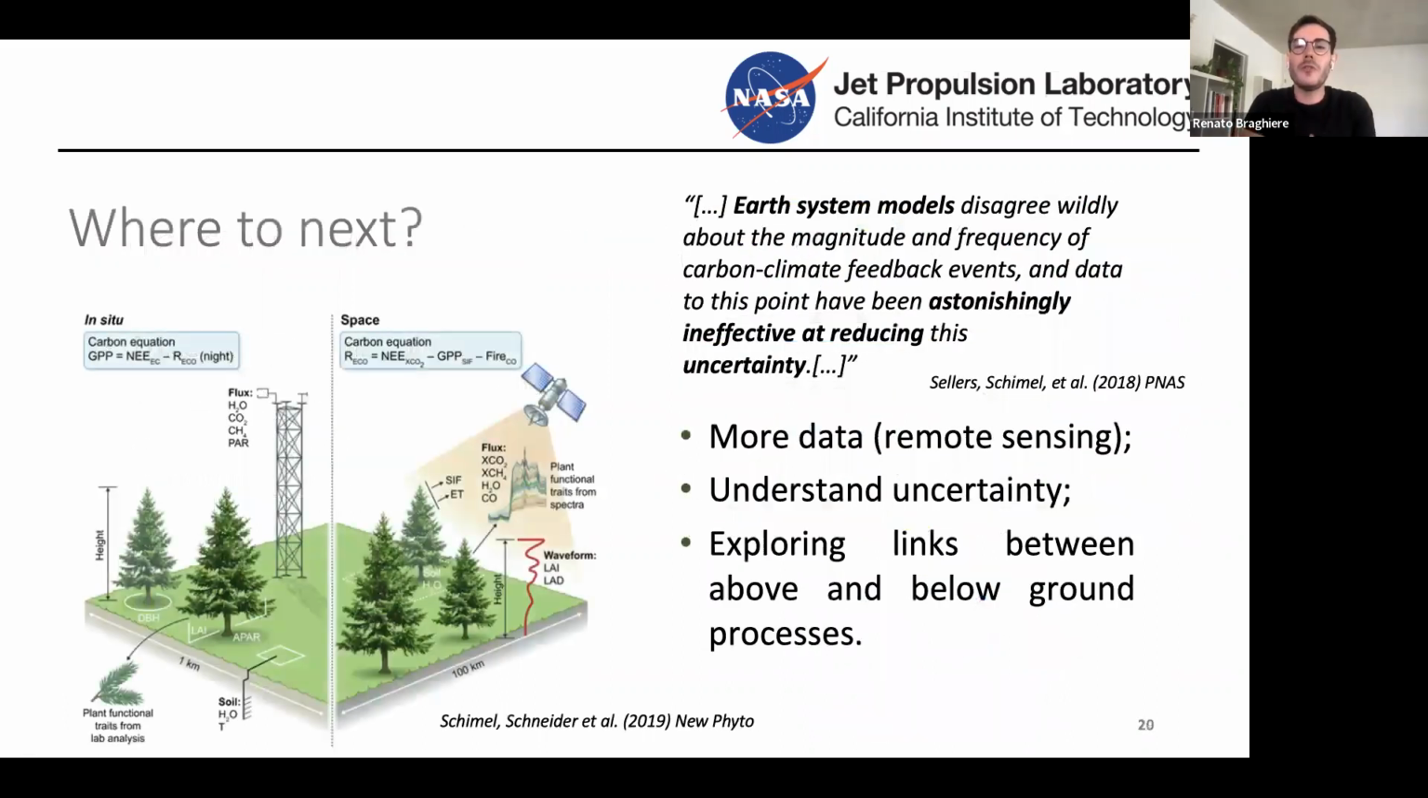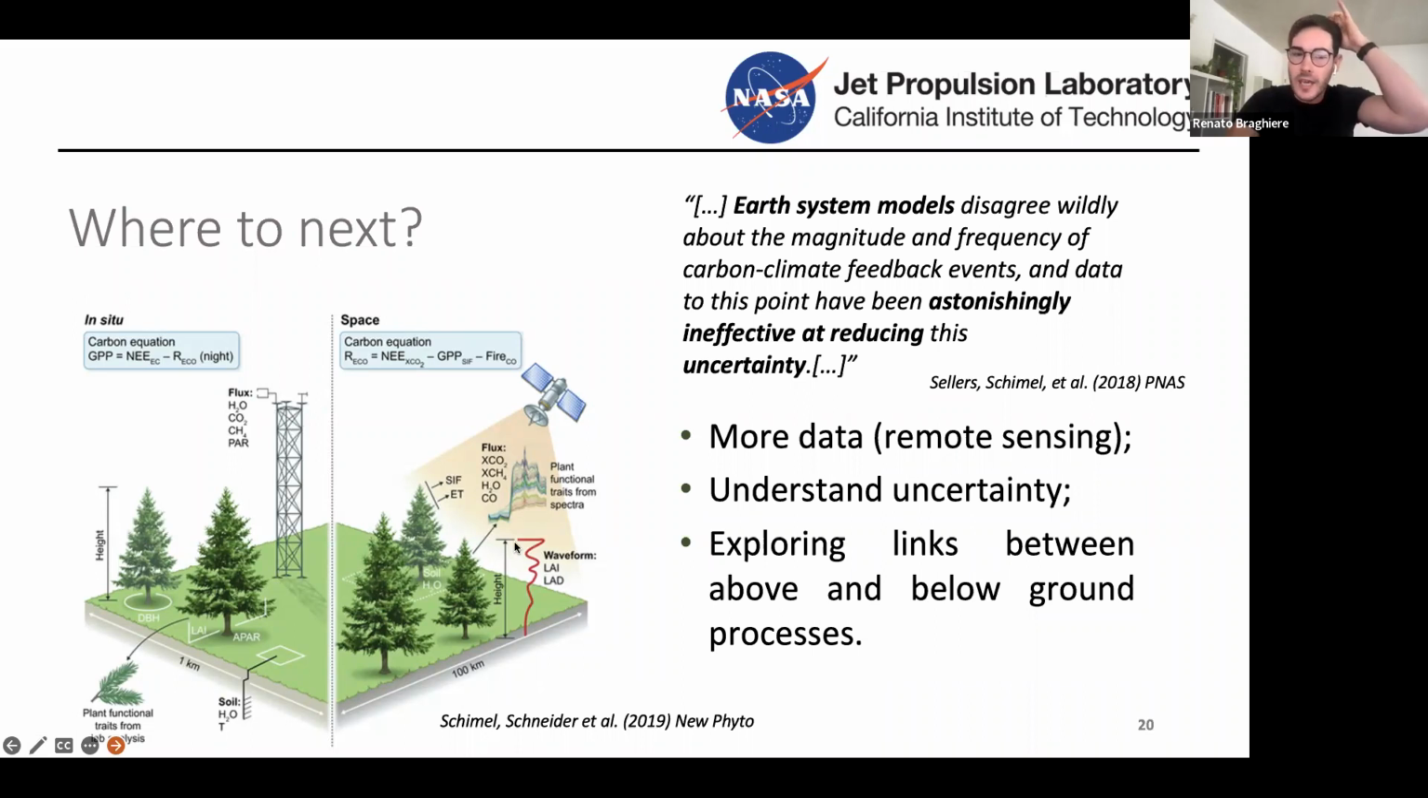And so what can we do about that? How could we eventually decrease that uncertainty? Well, now we live in a very exciting era, where we have very powerful sensors orbiting Earth with very high temporal and spatial coverage. Compare that with what a flux tower site can measure. A flux tower is just a tower with a sonic anemometer and some infrared analyzers on top of it. We can measure fluxes of water, carbon, methane, and radiation, and get an idea of how much carbon is going in and out of the system.